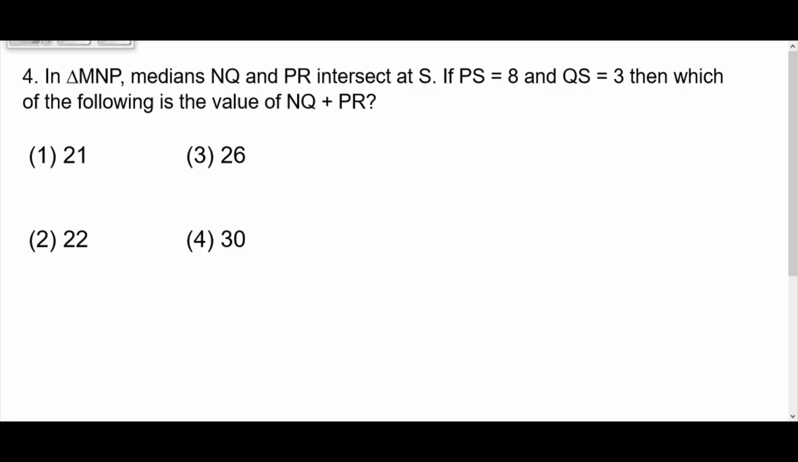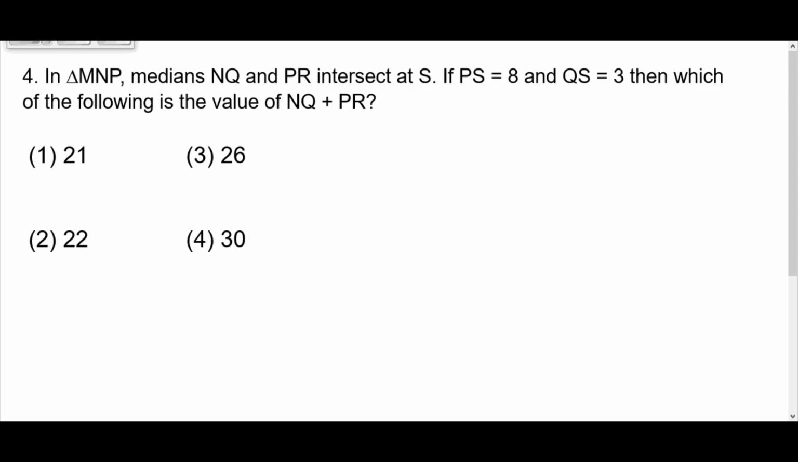Hello, everybody. Welcome back. We are on our next section for homework number 7 for medians of a triangle, and we are now on question number 4. It says triangle MNP with medians NQ and PR intersect at S. If PS is equal to 8 and QS equals 3, then which of the following is the value of NQ plus PR? Well, first thing we should do is definitely try to draw this diagram here.